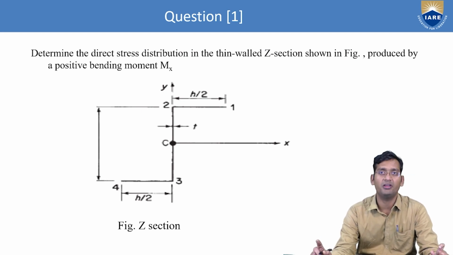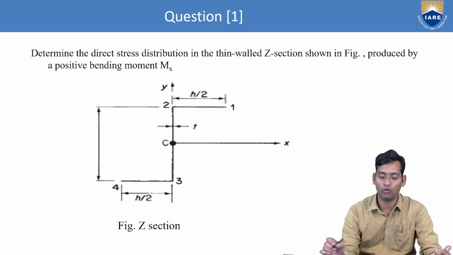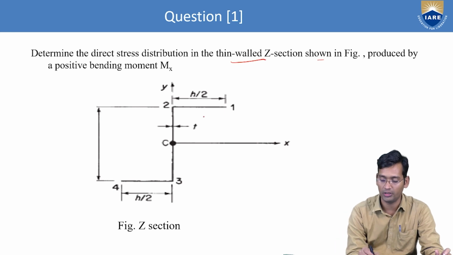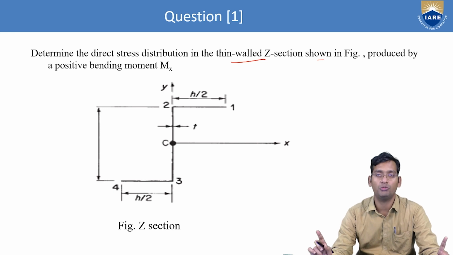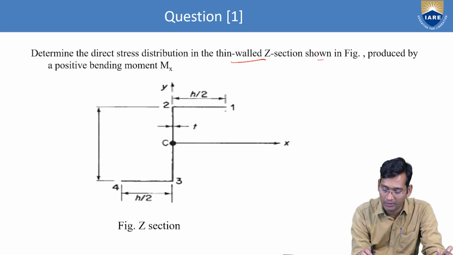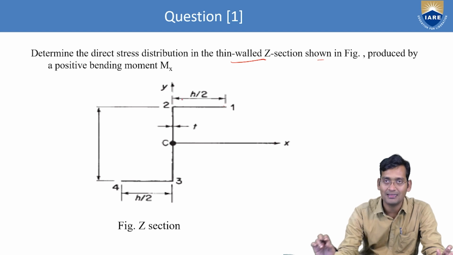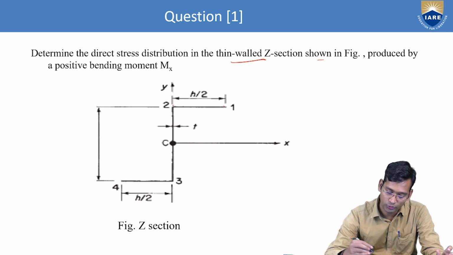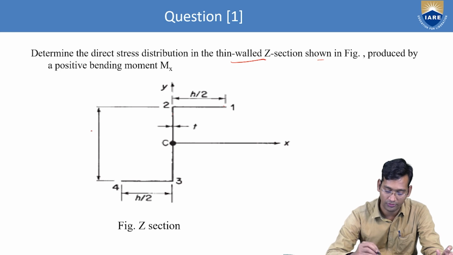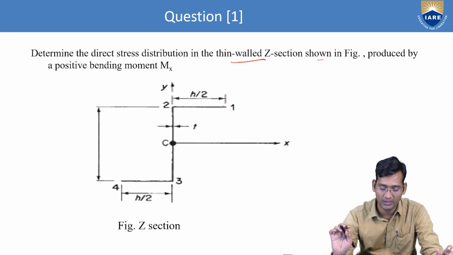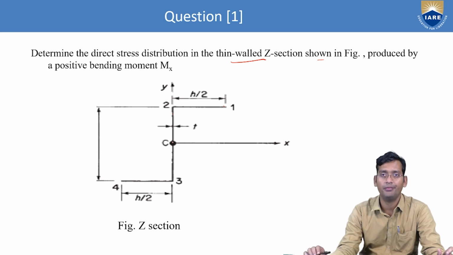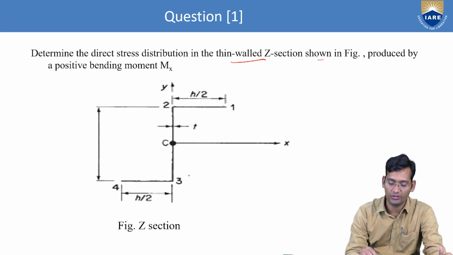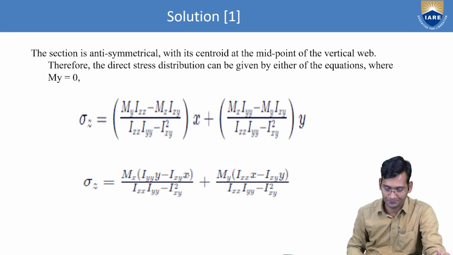The question is: determine the direct stress distribution in the thin wall jet section shown in the figure, produced by a positive bending moment Mx. So the positive bending moment is given as Mx. Now just see here, the dimension from 1 to 2 is h by 2, from 2 to 3 it is just h, and from 3 to 4 it is h by 2. And this is the shear center. So for this section we have to find the stress distribution.